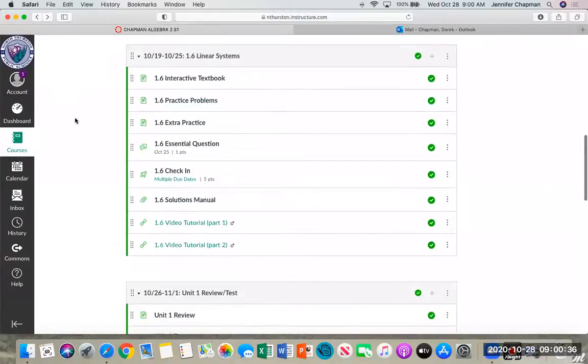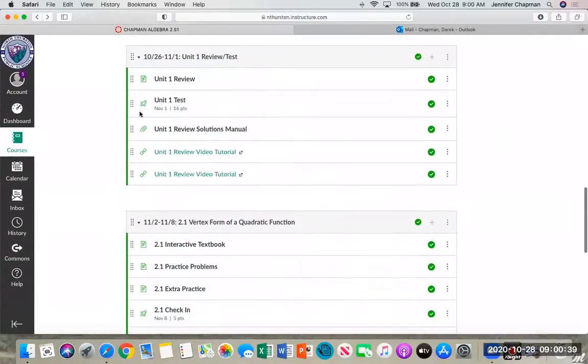Don't forget this week's material, this Unit 1 test. This will be due on Sunday at 11:59 p.m. Make sure that that gets done by then because there is no late work.